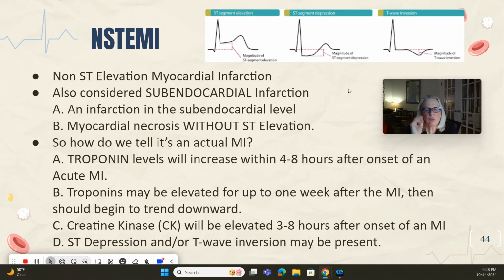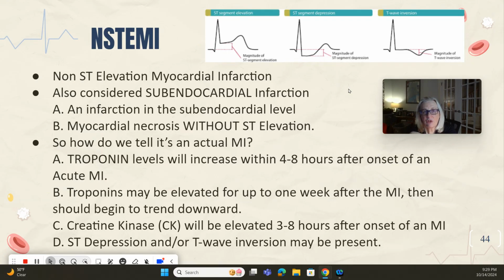Yeah. So troponin levels do increase within 48 hours after you've had the MI. So it's important to repeat those troponins every 3 to 4 hours and just see how they're trending. We want them to trend down. If they trend up, it's getting worse. They may be elevated for even up to a week after you've had an MI, and then they typically tend to trend downward. So the creatinine also will be elevated for 3 to 8 hours, but you'll see ST depression and or T-wave inversion occasionally on an NSTEMI.